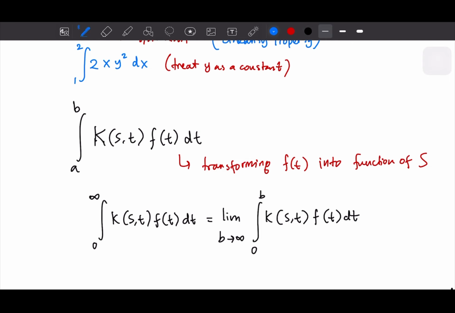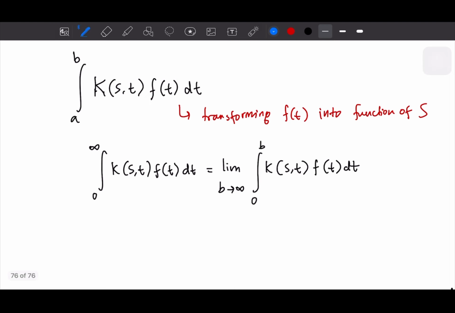And we need to say that for the result to exist, the limit should exist. If the limit exists, then as we already learned in calculus with improper integrals, this will be convergent, right? If it doesn't exist, it's divergent.